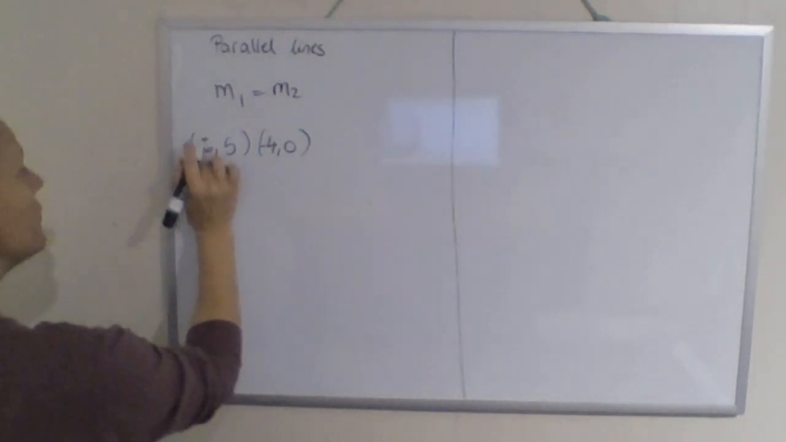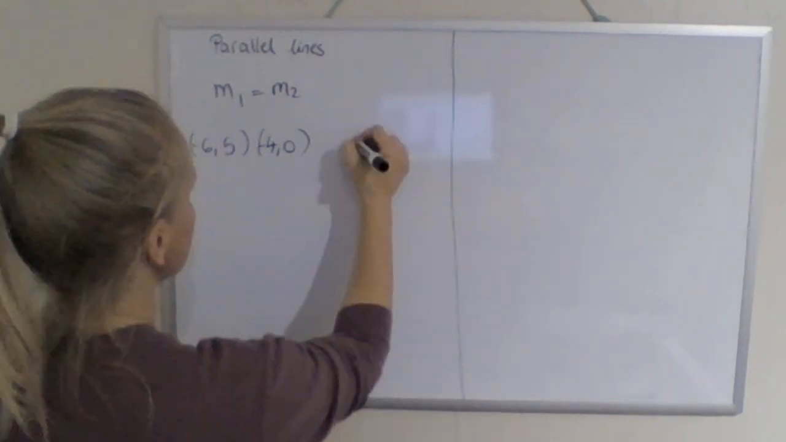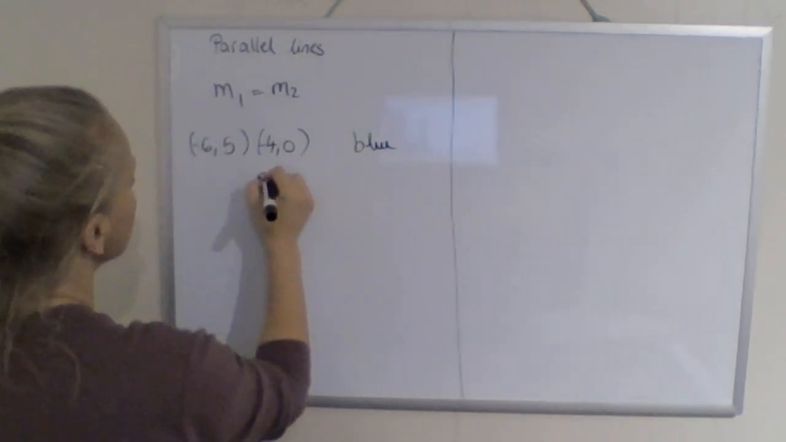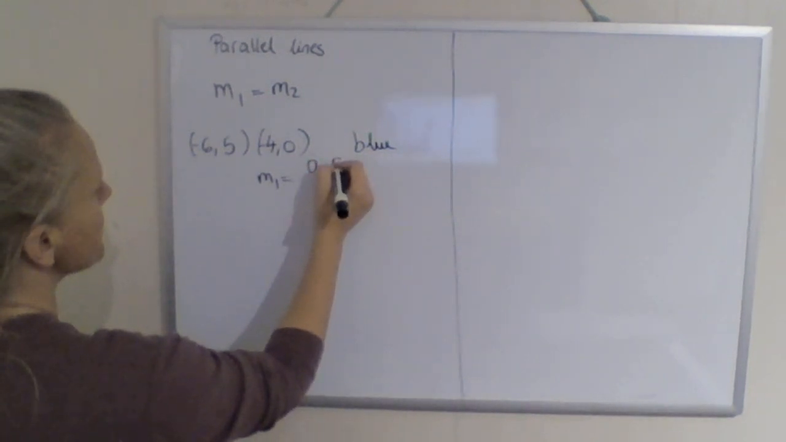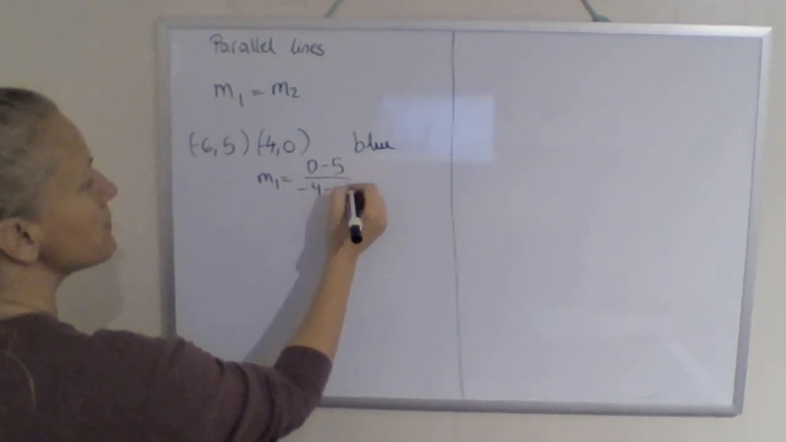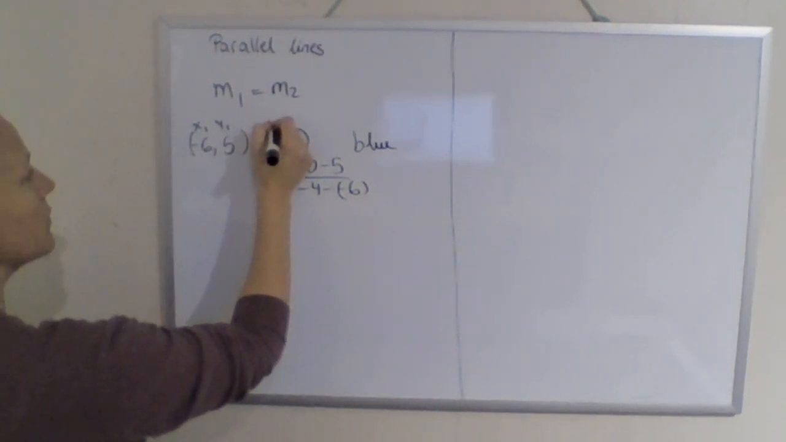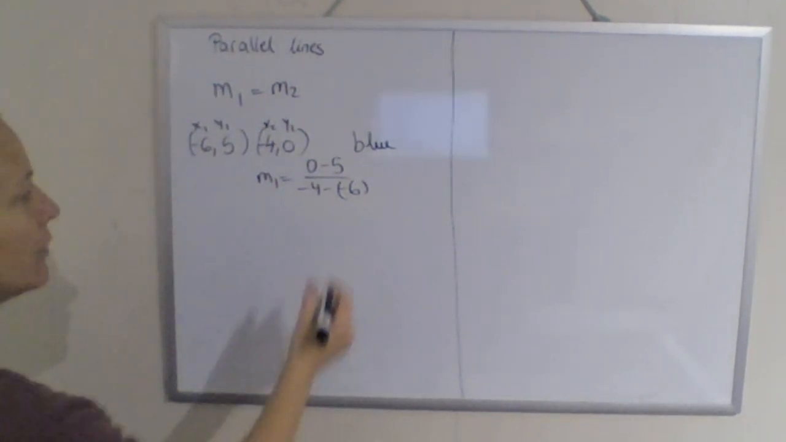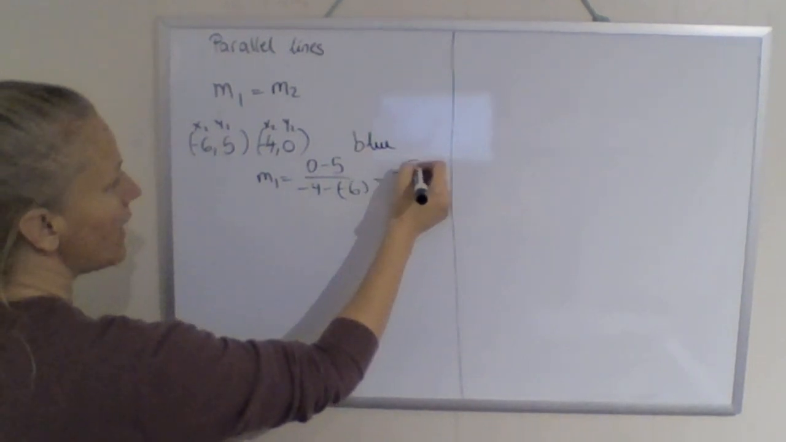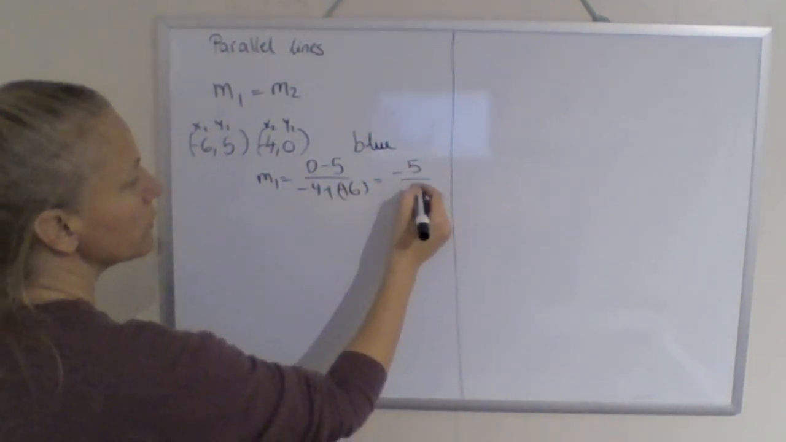Let's find the slope of the first line. This is the blue line as you look in the book. And slope 1 equals 0 minus 5 over -4 minus -6. And remember what I've asked you. I want to see this over and over again. This is -5 over 2.